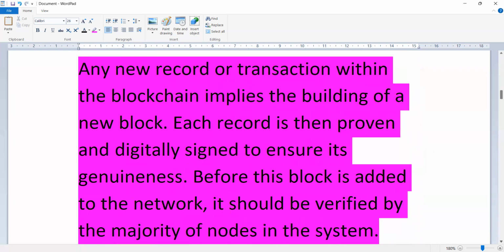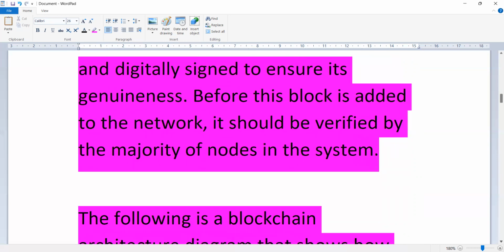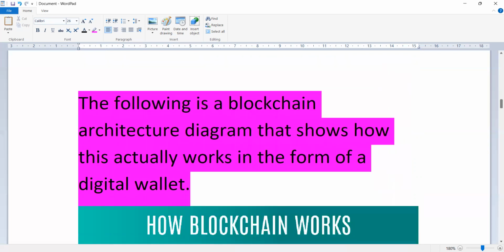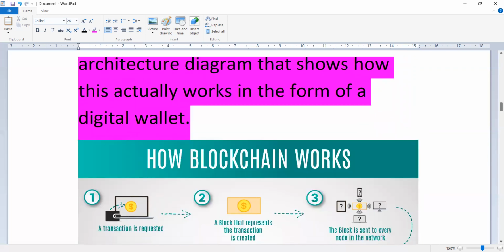Any new record or transaction within the blockchain implies the building of a new block. Each record is then proven and digitally signed to ensure its genuineness. Before this block is added to the network, it should be verified by the majority of nodes in the system. The following is a blockchain architecture diagram that shows how this actually works in the form of a digital wallet, how blockchain works.